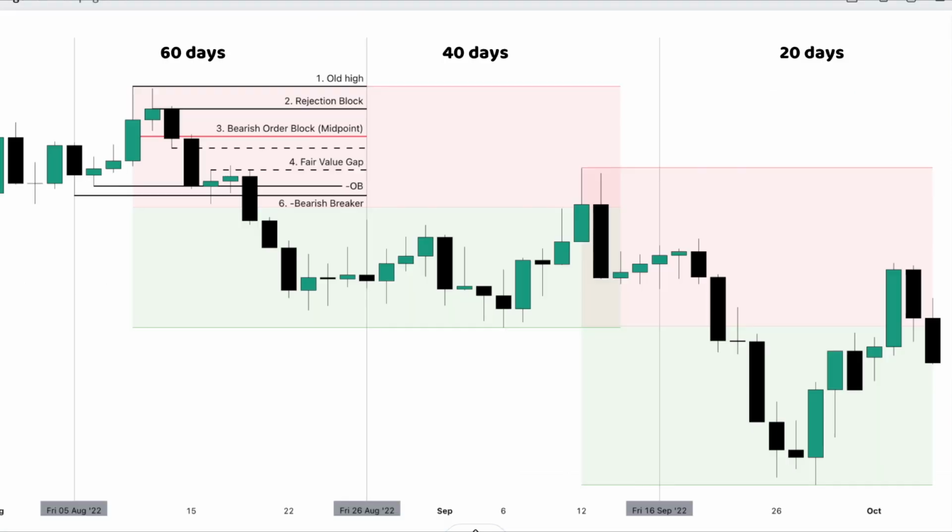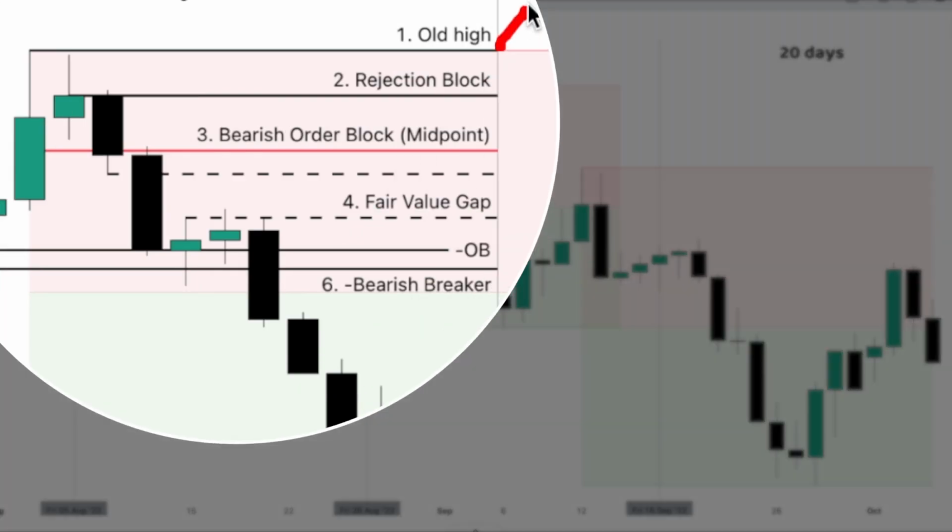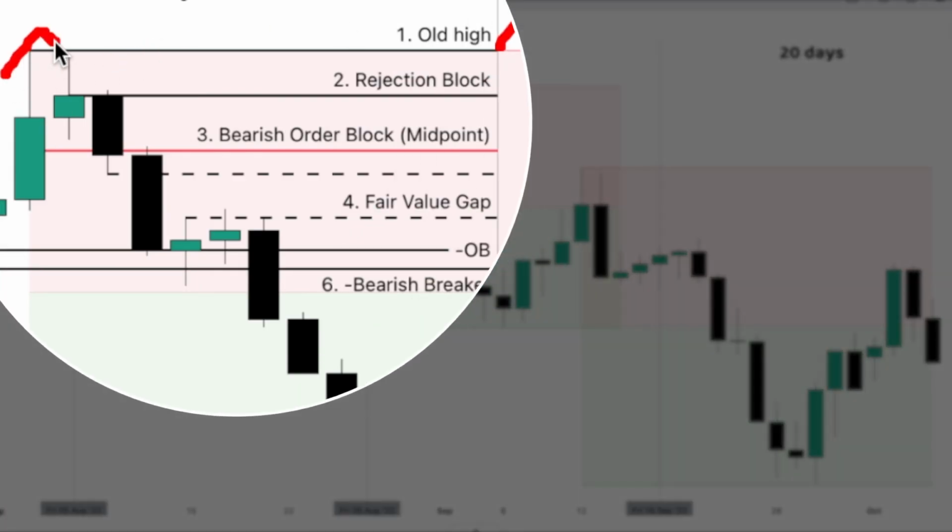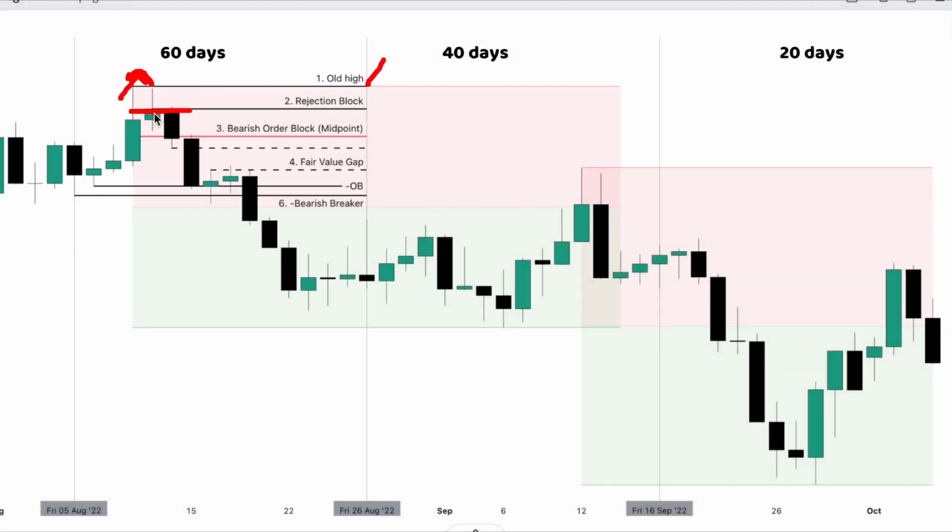After we identify the premium and discount zones, now we want to highlight all the PD arrays in order of significance. First, we have our old high, which is the swing high of this point, and this is our rejection block. As you can see, the price formed a wick, so the price can potentially come and retest the rejection block or take out our old high before going down.